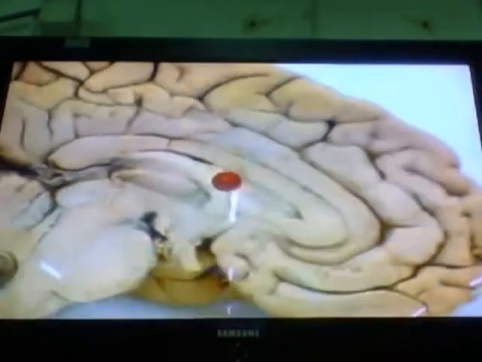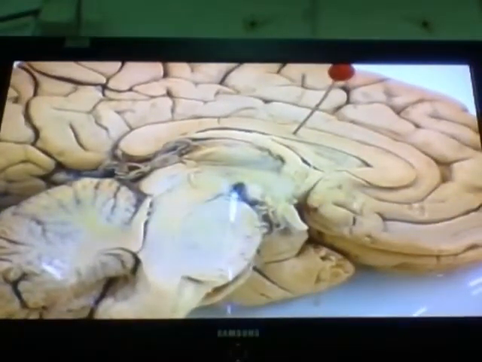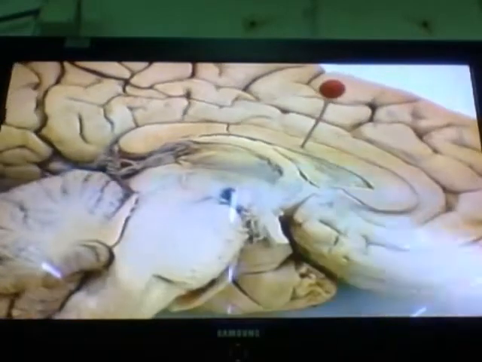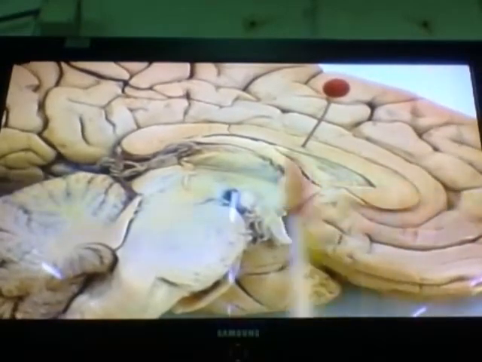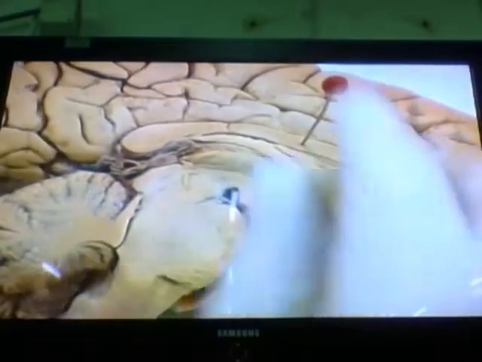Okay? Who is the main blood supply to this structure? The pericallosal artery. A branch of what? The anterior cerebral. A pericallosal, a branch of the anterior cerebral. Okay? Pericallosal, a branch of the anterior cerebral.